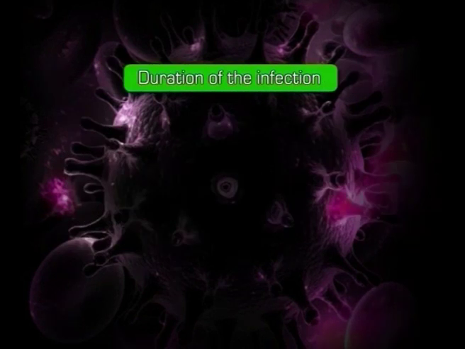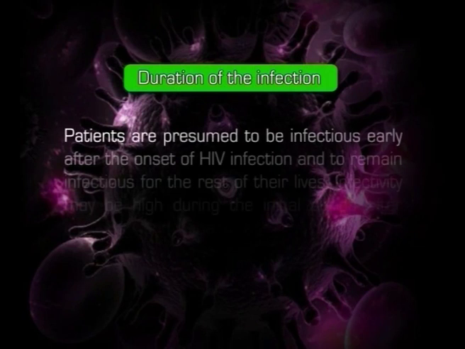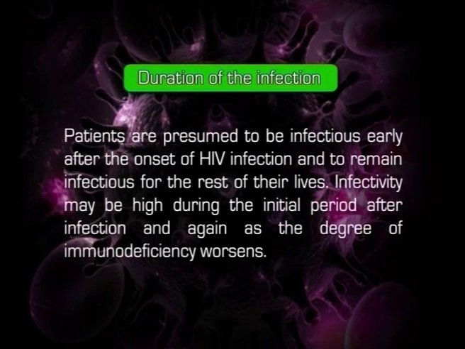Now we have the duration of the infection. Patients are presumed to be infectious early after the onset of HIV infection and to remain infectious for the rest of their lives. Infectivity may be high during the initial period after infection and again as the degree of immunodeficiency worsens.